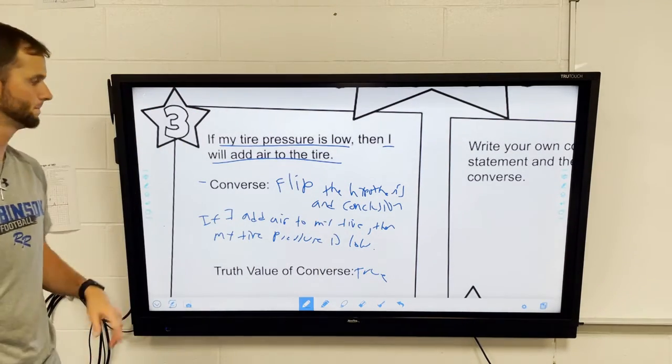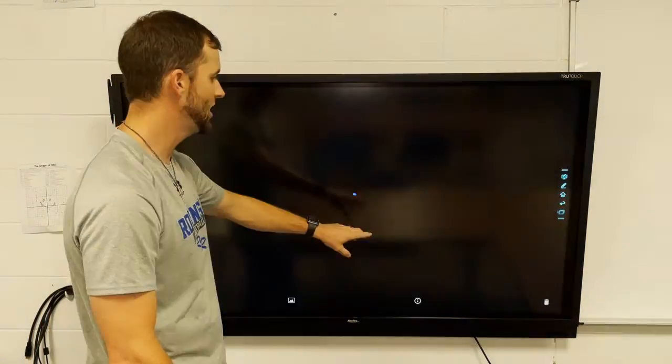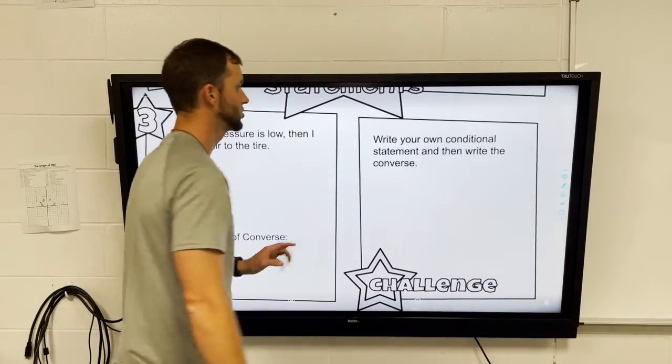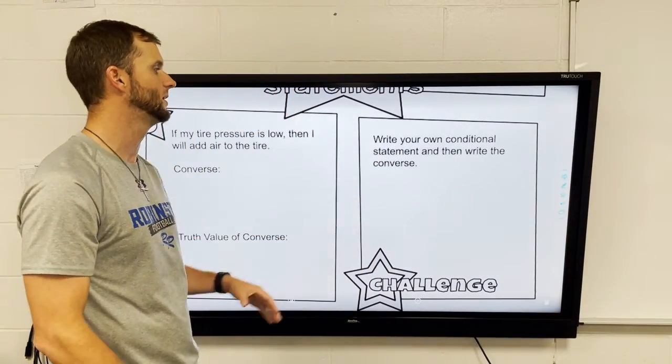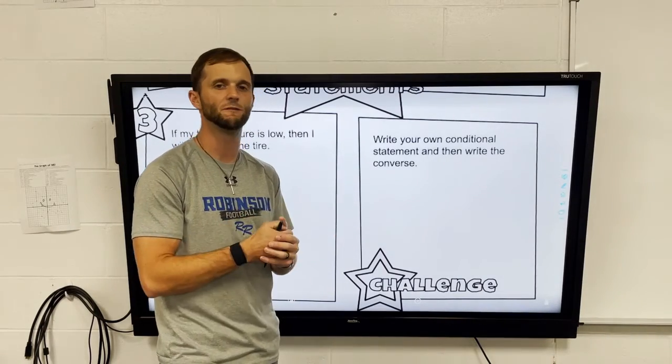So now lastly, if you look in the bottom right, you actually have a challenge question, and I want you to go ahead and complete that on your own. I just want you to write your own conditional statement. Then I want you to write the converse of that. It literally can be any if-then statement.